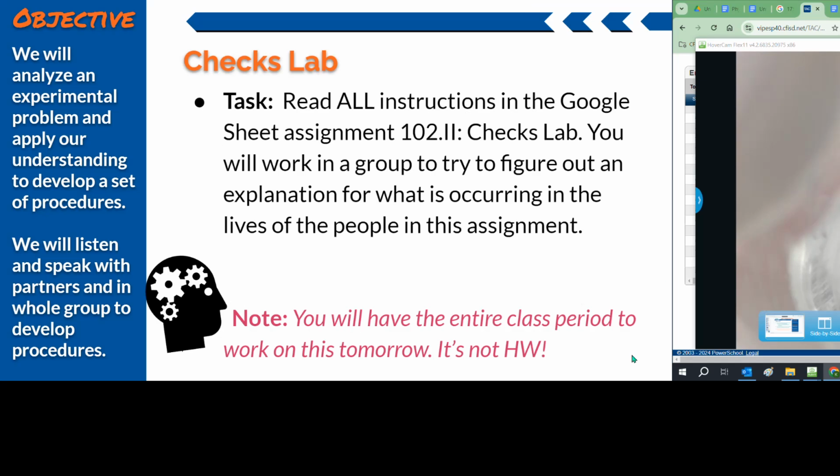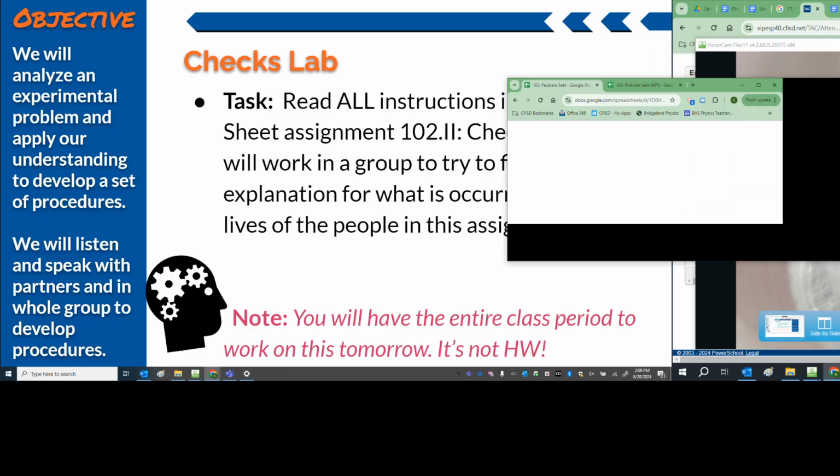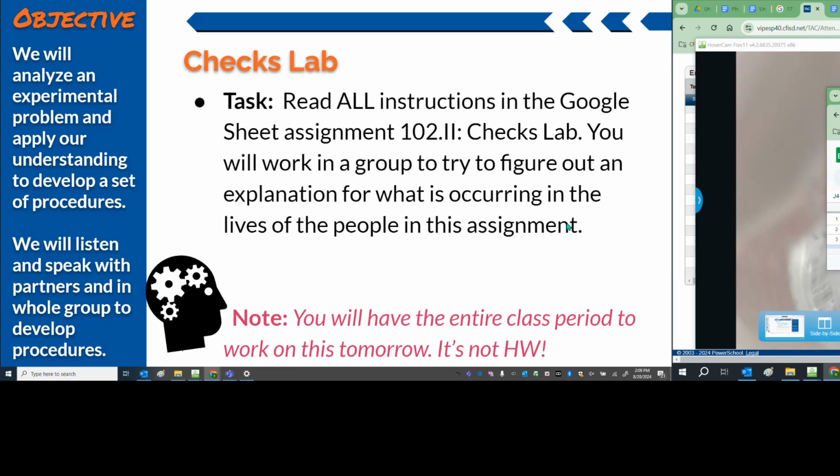Okay, so your task is going to be to read all of the instructions in the Google Sheet assignment, which I'm going to pull up on my screen in just a second so that you can take a look at what it looks like. The assignment is titled 102.2 Checks Lab, and it has a lot of information in it. You're going to be figuring out an explanation for what is occurring in the lives of the people that wrote these checks. Please note that you will have the entire class period tomorrow to work on this as well. This is not homework. You do have a homework assignment, but it's not this.